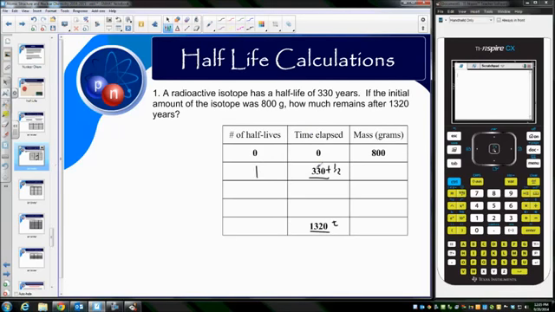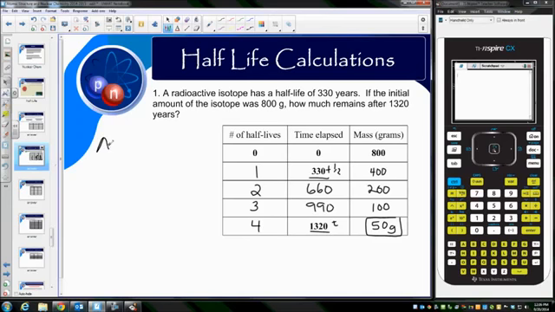After one half-life, 330 years have passed, and we would have 400 grams remaining. After 2 half-lives, 330 plus an additional 330 would be 660 years have passed. We would have 200 grams. After 3 half-lives, we would add another 330 years, so 990 years. It would be 100 grams remaining of that isotope, and after 4 half-lives, 1,320 years, we would have 50 grams. And that was what the question asked us: what would our remaining mass be after this decay?